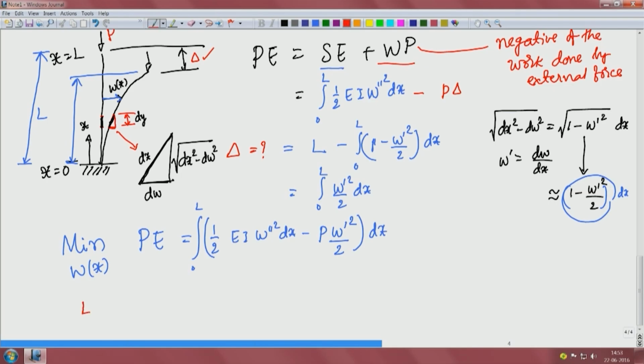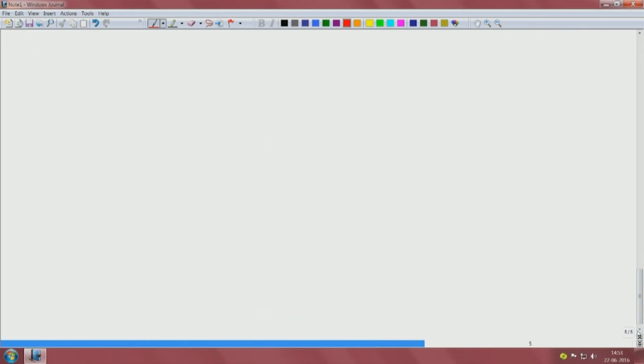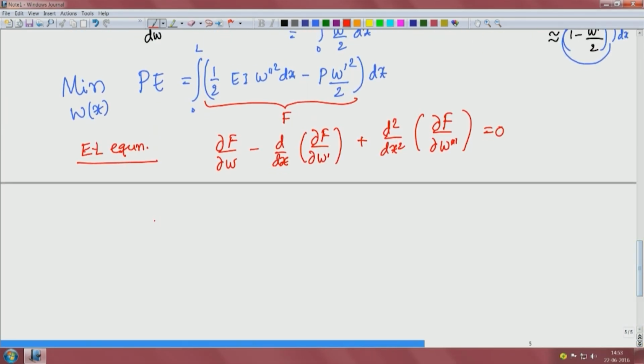So, I will write the Euler-Lagrange equation for it, and for that this becomes our integrand f. So, there will be dou f by dou w minus d by dx of dou f by dou w prime plus d square by dx square of dou f by dou w double prime equal to 0, and there will be boundary conditions. Okay. That is what we have. We will write it for this.